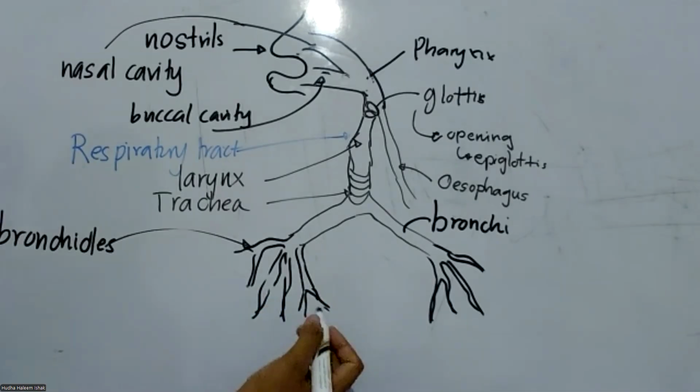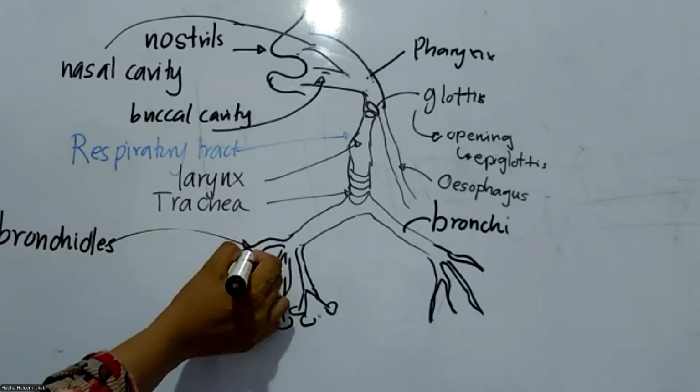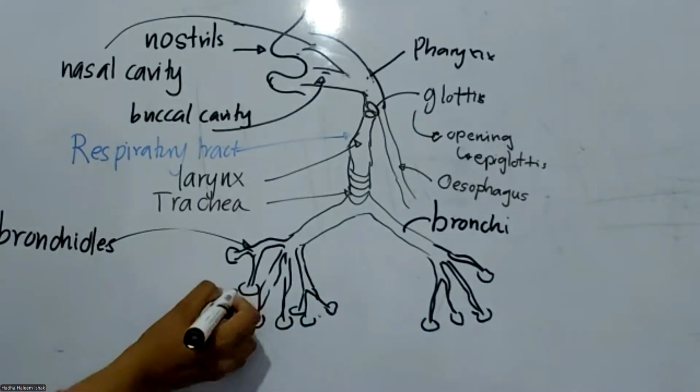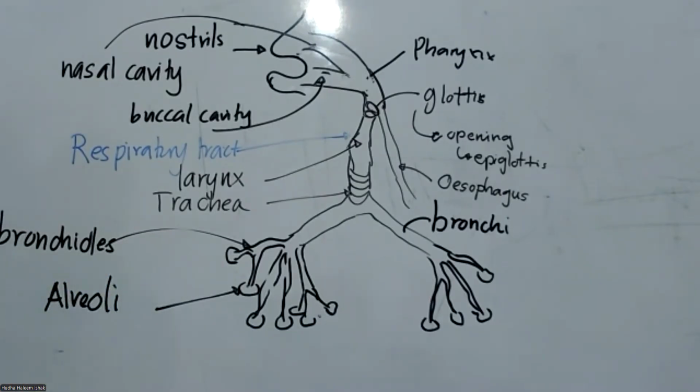And then these small branches have to end at a certain point, no? The ending points of these branches are swollen, forming small air sacs. We call these small air sacs at the end of the bronchioles the alveoli. So these are the main parts of the branches of the respiratory system. The respiratory system starts to branch from the trachea.